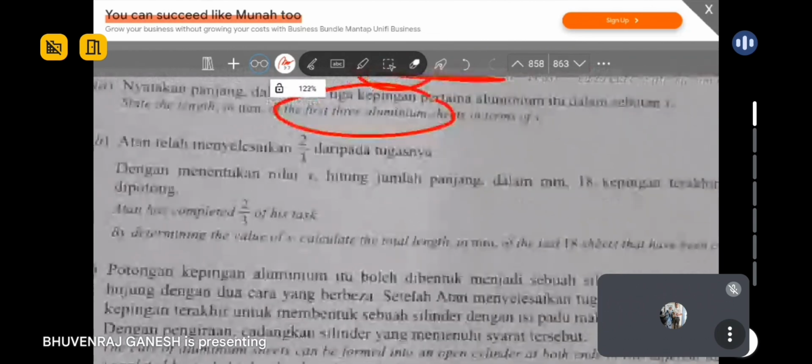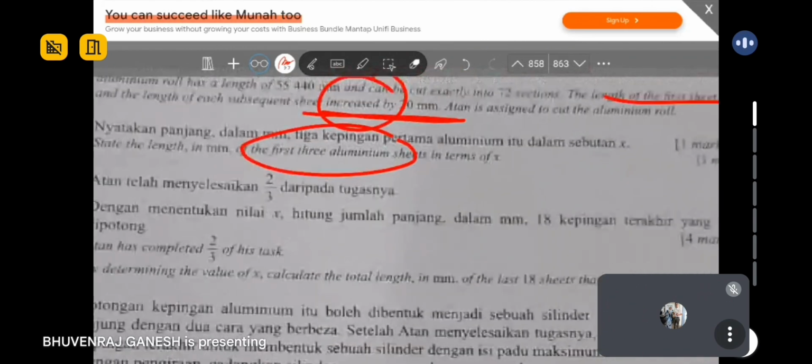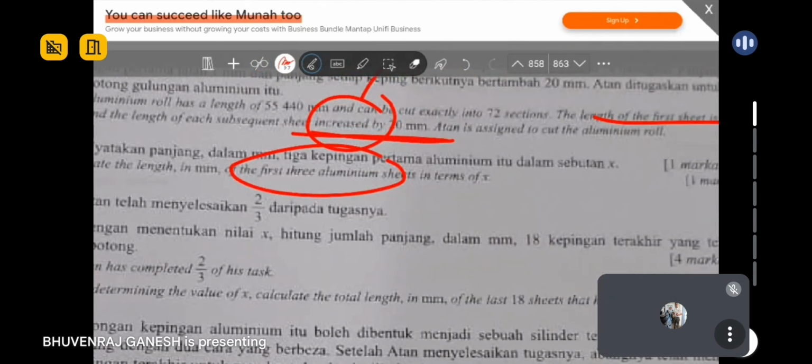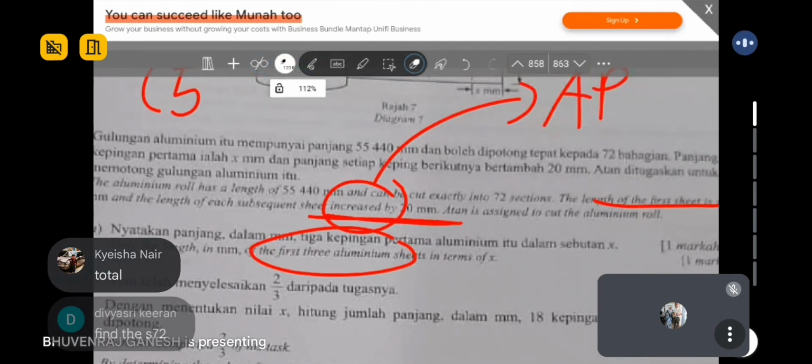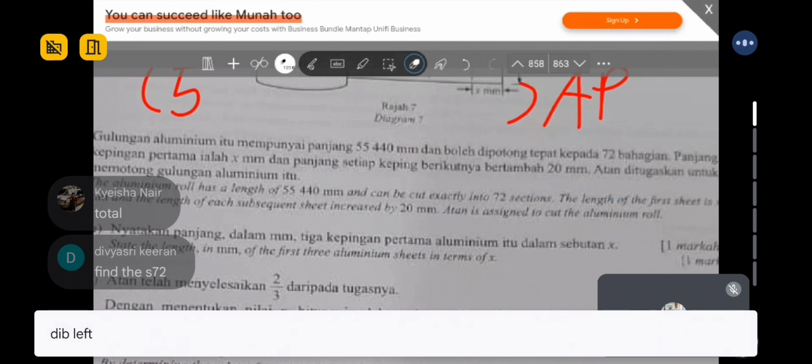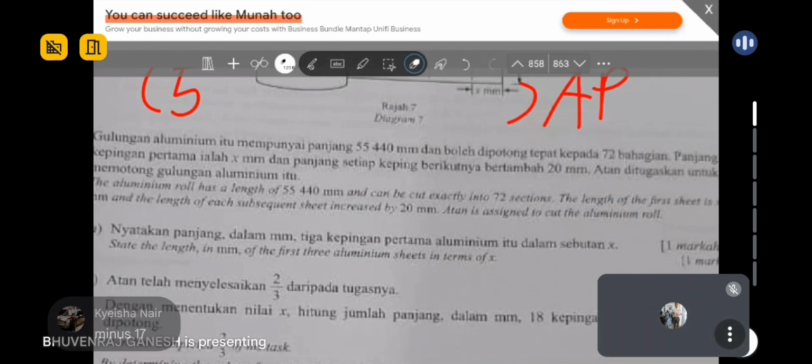Okay, next one. Question B. They ask to find the total of the last 18 sheets. Okay, this one is a bit hard. They ask you to find the last 18 sheets, total length guys. What is the concept over here? Can anyone tell me? First step. What should you find? Look at the question carefully. Yes. Very good. Find S72 guys. You're right.